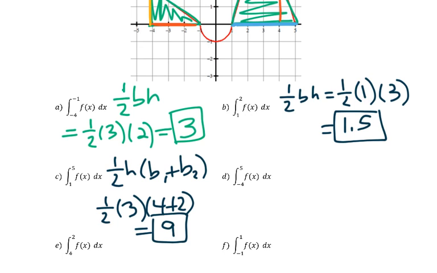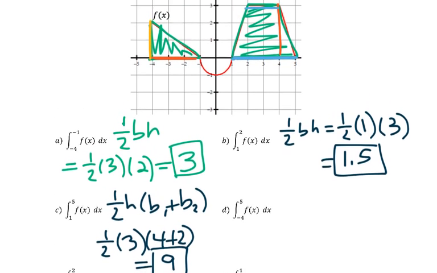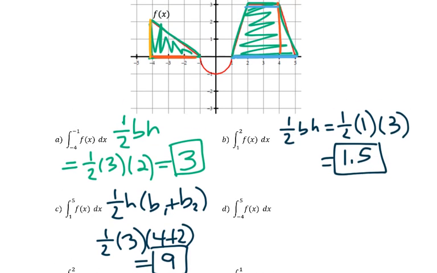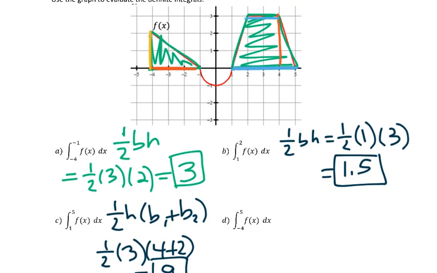Alright, for part D, we're going from -4 to 5. Oh, and by the way, these are all positive because they are above the x-axis. I don't think I said that earlier, but I'm mentioning that now because from -4 to 5, we are going to look at this area, add it to this area that we see here, and add it to this one. So there are 3 parts here. The nice thing is we already know what it is from -4 to -1. That was 3. And we already know from 1 to 5, which we just did, was 9.